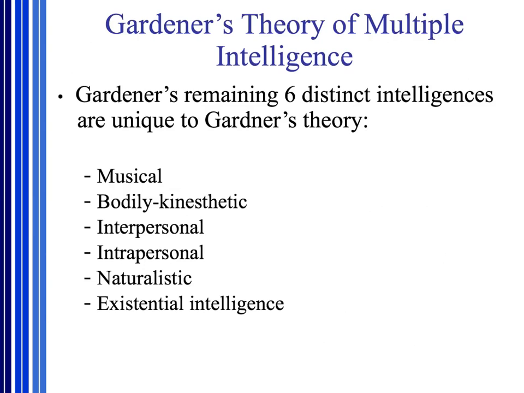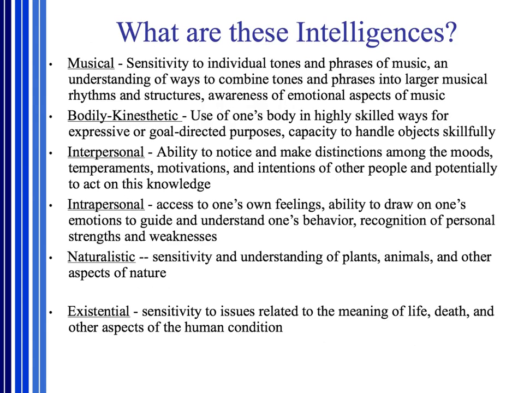Let's talk about them. So musical intelligence is the sensitivity to individual tones and phrases of music, and understanding of ways to combine tones and phrases into larger musical rhythms and structures. Kids who are in band or choir or anything like that typically have a higher musical intelligence. I think it comes with the territory. And then we have bodily kinesthetic intelligence. This is the use of one's body, their vestibular sense, their kinesthetic sense. Like athletes have a much higher bodily kinesthetic intelligence.